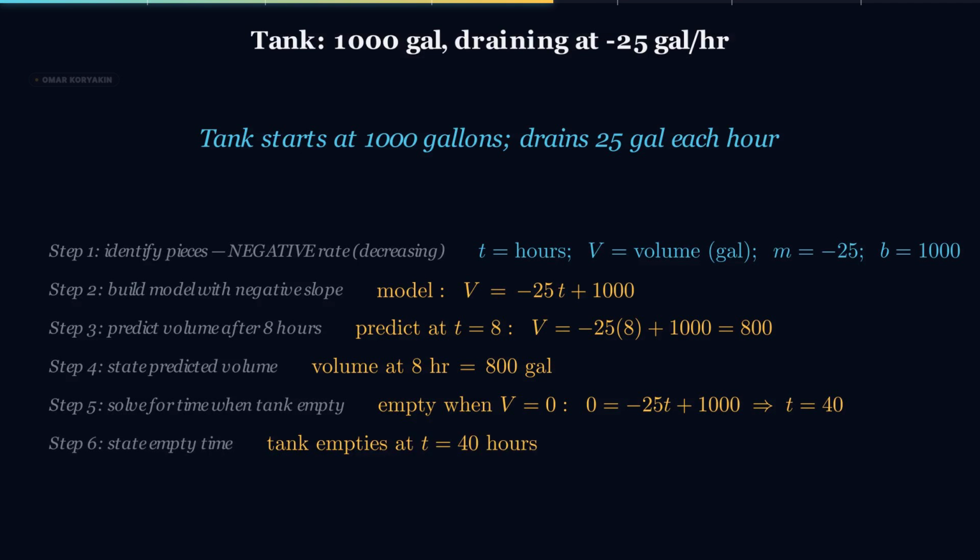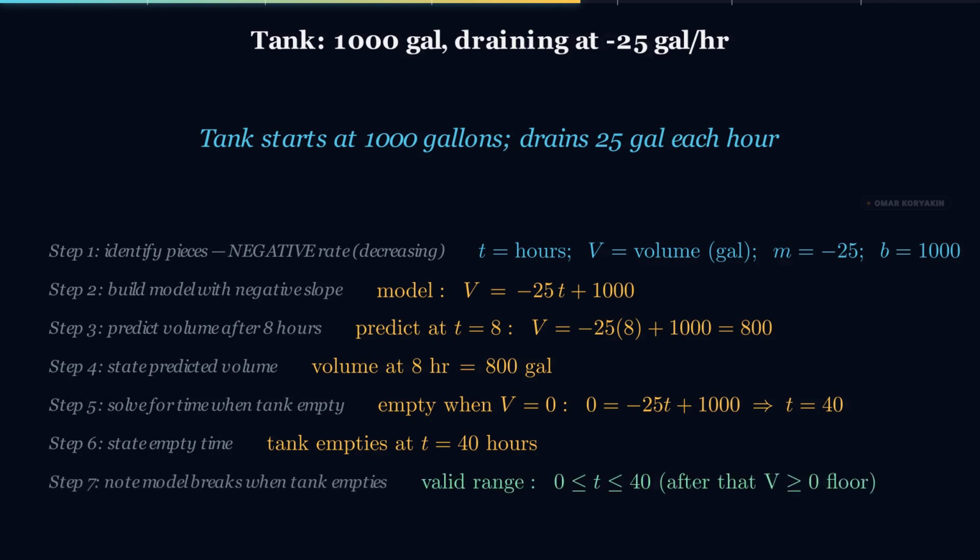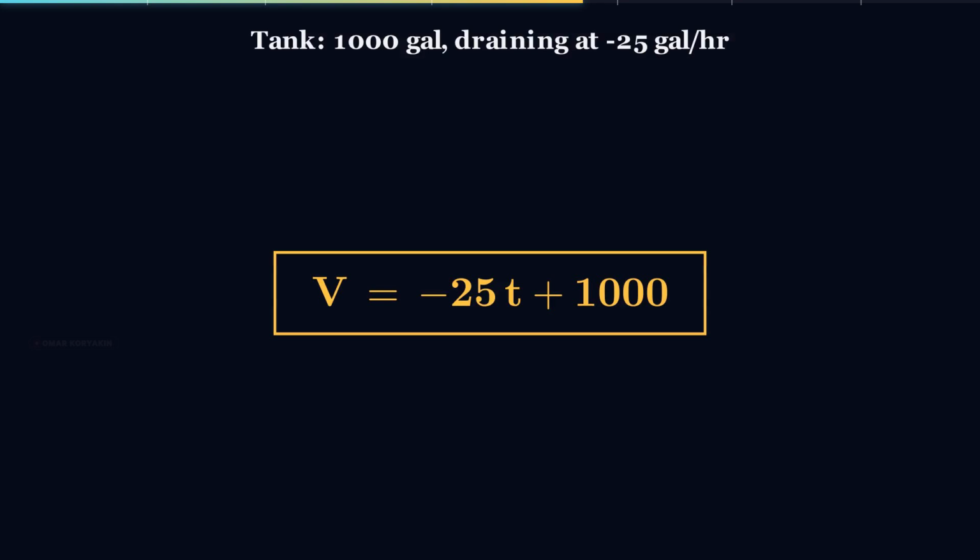Step 6. Check the valid range. The model is valid for t between 0 and 40 hours, the period during which the tank is draining and contains a non-negative volume. After t equals 40, the tank is empty, and the model would predict negative volumes which are not physically meaningful. Always note that linear models often break down at boundary conditions like an empty tank or a closed account. The model is valid only within the range where the constant rate assumption holds. So the linear model is V equals negative 25t plus 1000, predicting 800 gallons remaining at hour 8 and 0 gallons at hour 40.